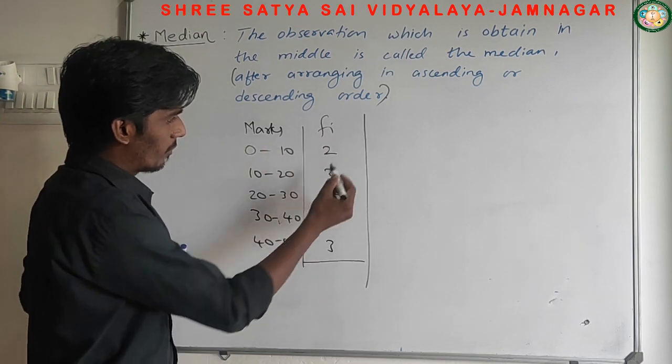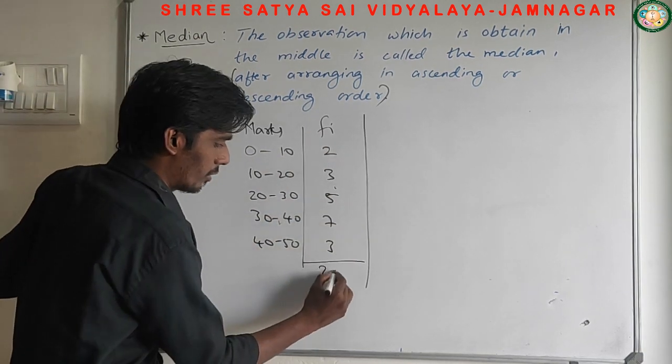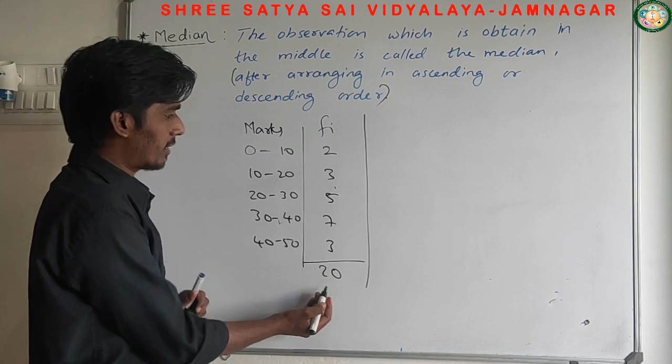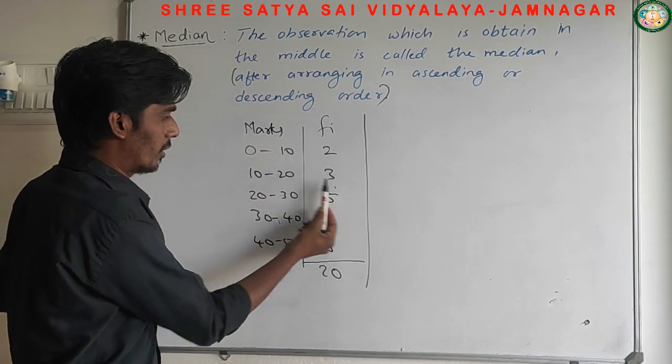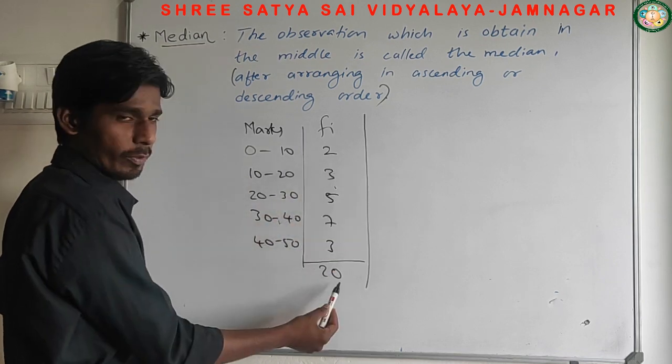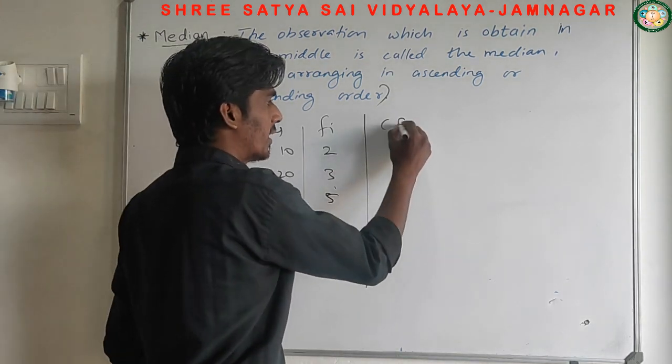What is the sum of all this number? 5 plus 5, 10. This is what? So 20 students gave this test and these are the marks. 2 students got between 0 to 10. 3 students got between 10 to 20. Likewise. But now we are going to find the new thing, that is what?